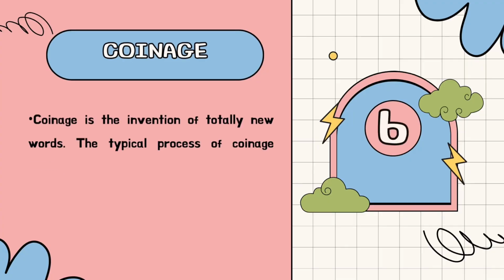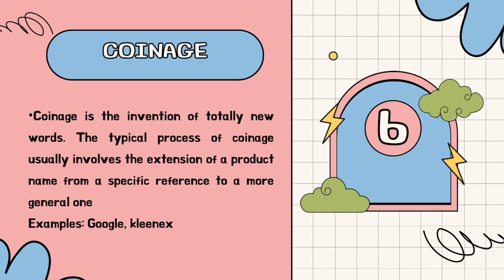Now let's talk about the sixth, coinage. Coinage is the invention of totally new words. The typical process of coinage usually involves the extension of a product name from a specific reference to a more general one. For example, Google is used for explaining the search engine, Kleenex, and also the other example is Vaseline. Now, it's your turn to find the other example of coinage.